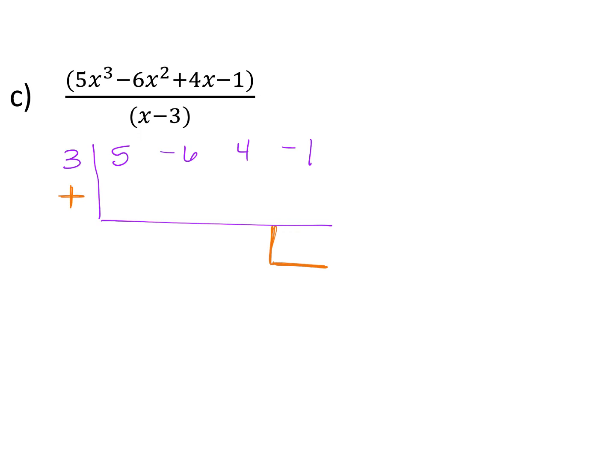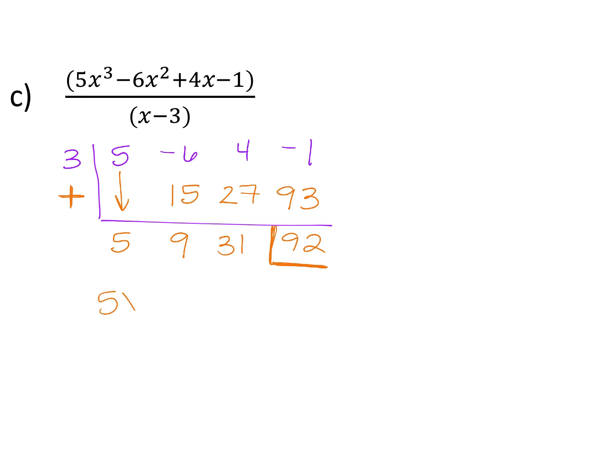So first thing you do here is what? Drop down the 5. 3 times 5 is 15. Remember, you're adding. -6 plus 15 is a positive 9. 3 times 9 is 27. Add those together. 27 plus 4 is 31. 3 times 31 is 93. Add those together, you get 92.